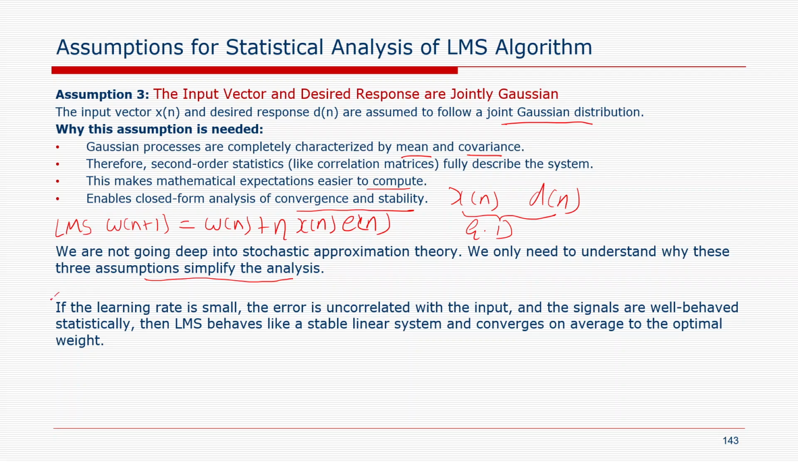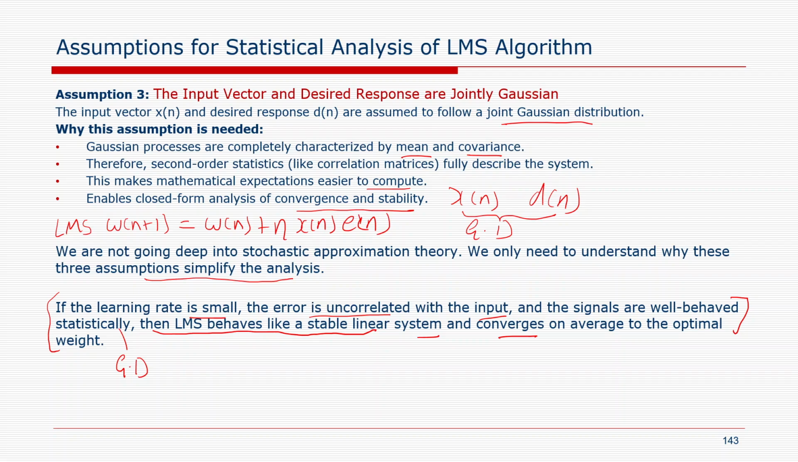Finally, summarizing, if the learning rate is small, the error is uncorrelated with the input, and signals are well behaved statistically, for example with a Gaussian distribution, then LMS behaves like a stable linear system and converges on the average to the optimal weight. That is, it converges on average to an optimal weight so that the error will be minimal. That is the only thing we are looking at in this particular topic with respect to the LMS.